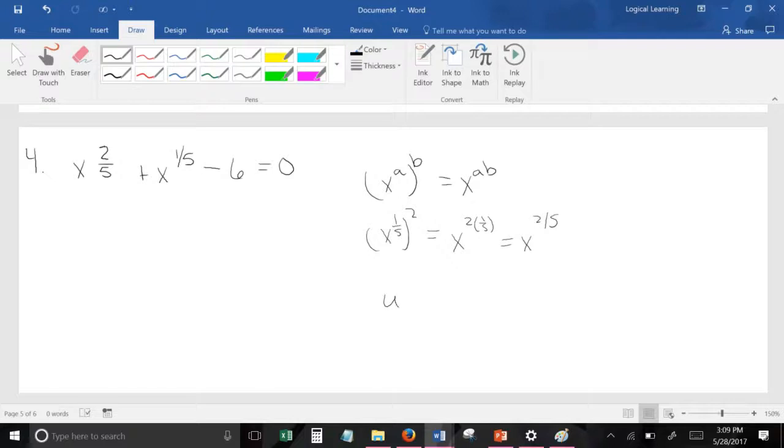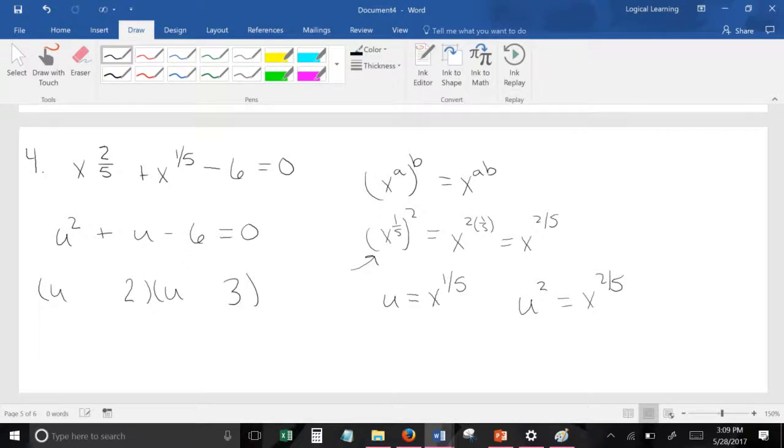So let's go ahead and let u equal x to the 1/5, which will give us a u squared of x to the 1/5 squared, which we know is x to the 2/5. And plugging that in, we have u squared plus u minus 6 is equal to 0. That's just like the problem that we just did, except in the previous problem we had two minuses.